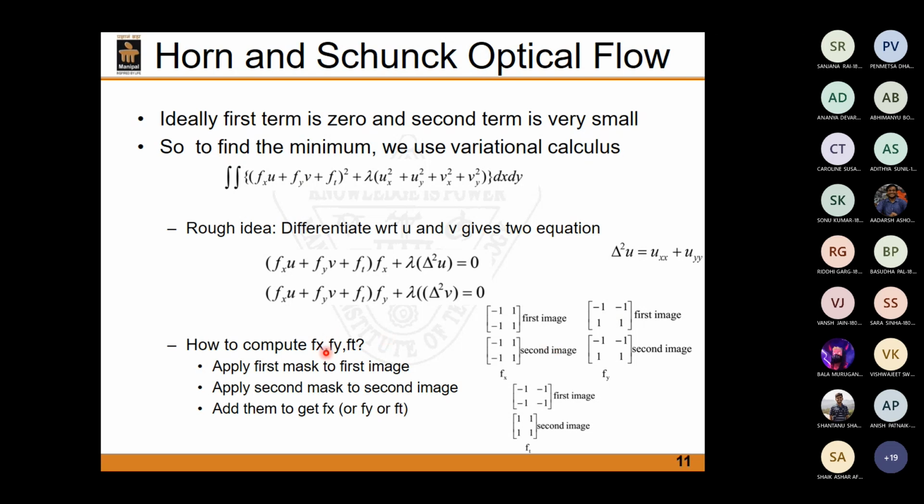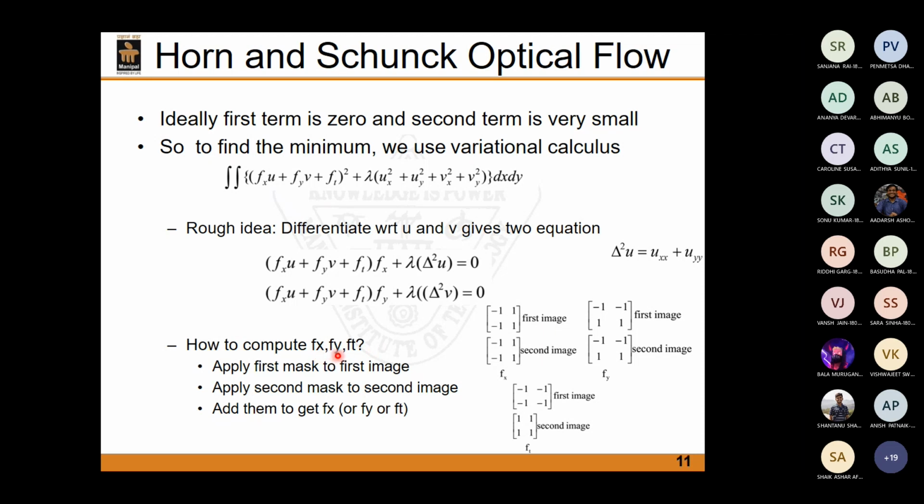For calculating fx, we use the mask -1 1 -1 1 to calculate the derivative along the x direction for the first image, and then again we use the same mask on the second image. The gradient results that you get from the first image and the second image, we add them together, and that gives me fx.